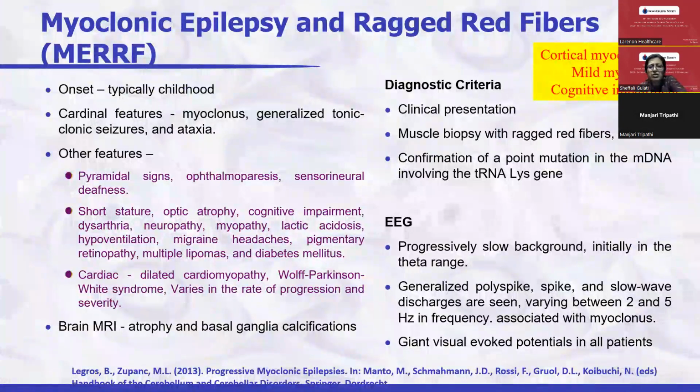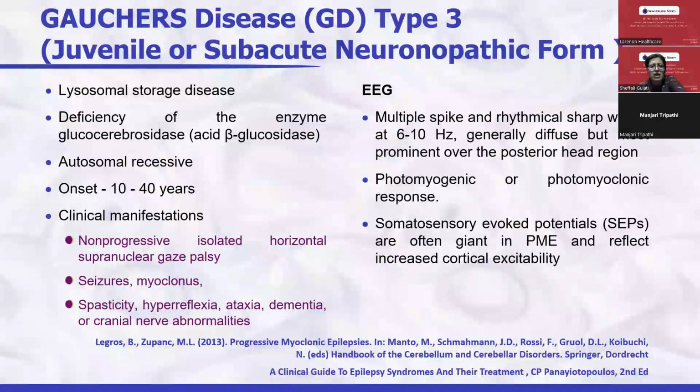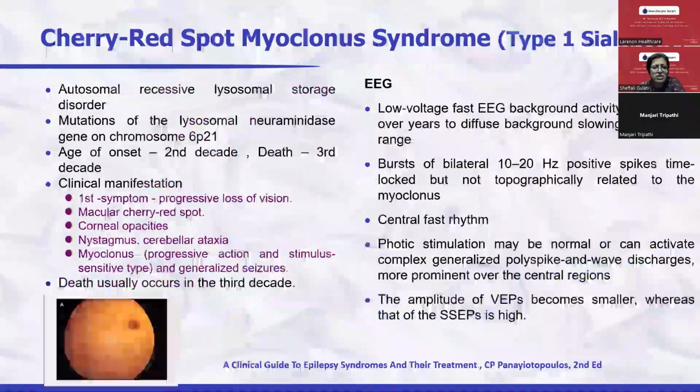There are certain specific phenotypes which are there with MERRF. You may have cortical myoclonus, ataxia with mild myopathy and cognitive impairment, having a progressively slow background in the EEG with generalized polyspike, spike, and slow wave discharges. And giant visual evoked potentials, if we do that, can be found. Even in Gaucher's, you may have non-progressive isolated horizontal supranuclear gaze palsy, seizures and myoclonus and spasticity, ataxia and dementia, and you may have multiple spike and rhythmic slow waves, and you may have photomyoclonic or photomyogenic response, and SSEPs are often giant in these situations.